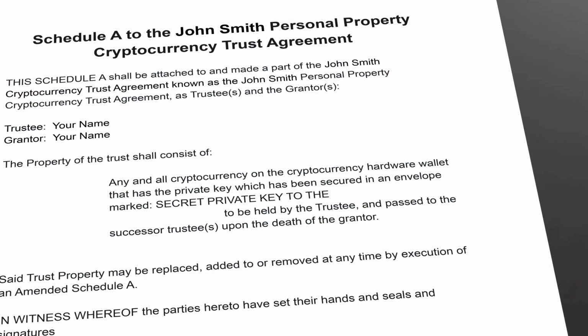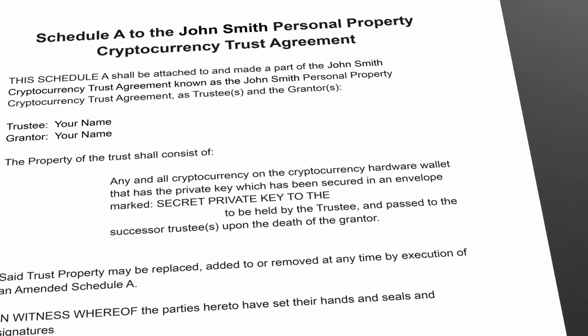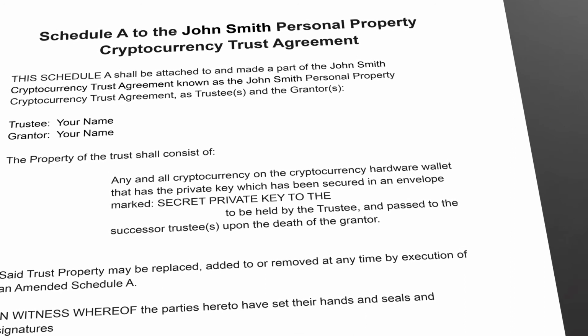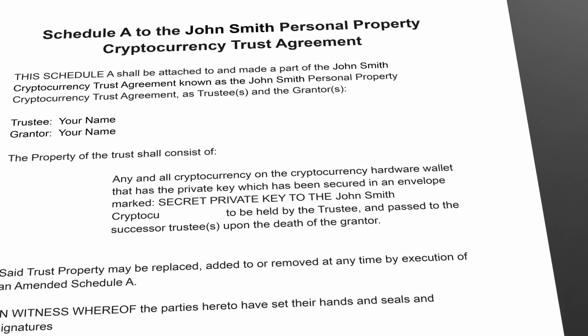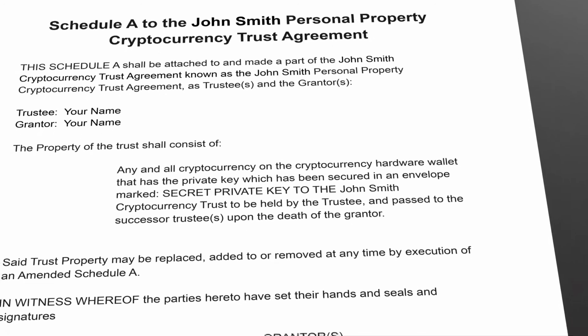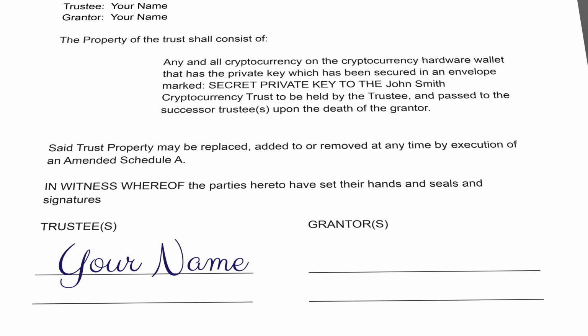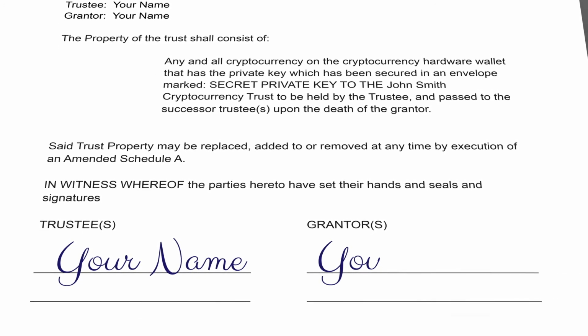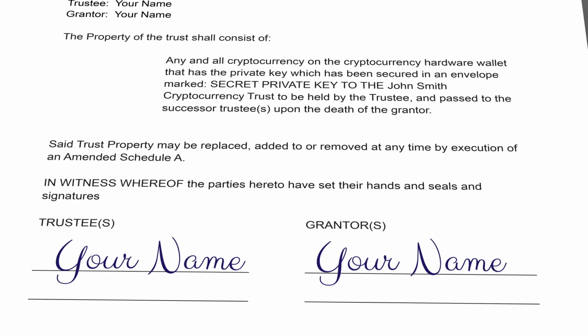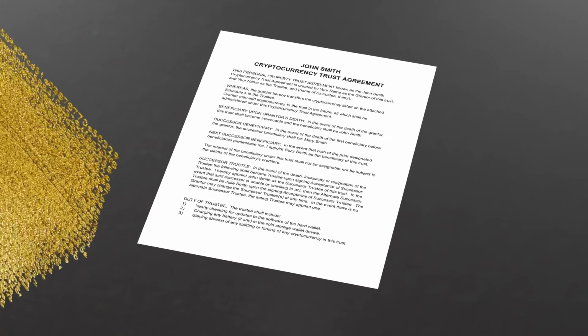And you also want to fill out your Schedule A form, which lists the property you are transferring into your trust. You list the name of your trust, your name as the trustee and grantor, and the trustee and grantor yourself each sign the Schedule A. And you will fund the trust when you sign the trust with the Schedule A. And voila, you have created a cryptocurrency personal property trust. You've taken a great step to help your friends and your family easily receive the wealth you have saved and earned through your crypto investing.